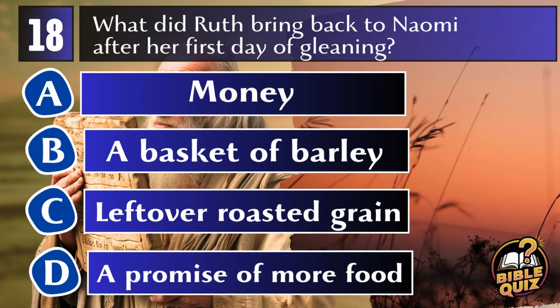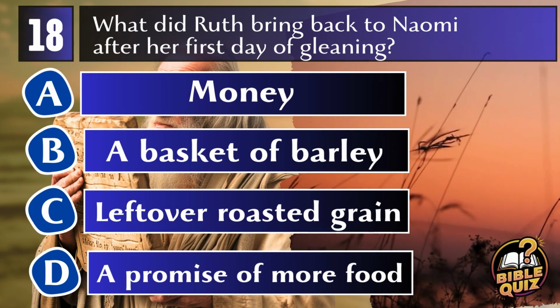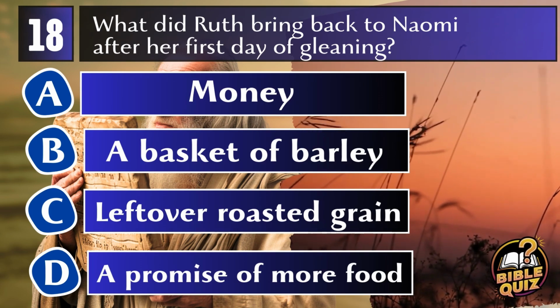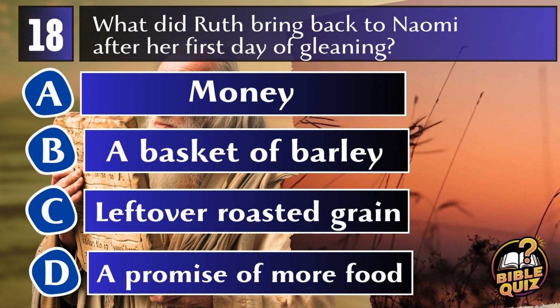Question 18. What did Ruth bring back to Naomi after her first day of gleaning? A. Money. B. A basket of barley. C. Leftover roasted grain. D. A promise of more food.